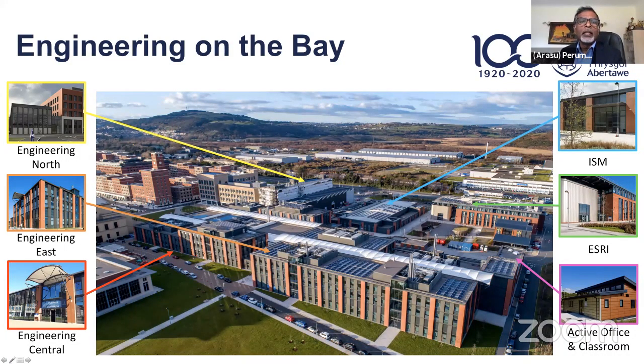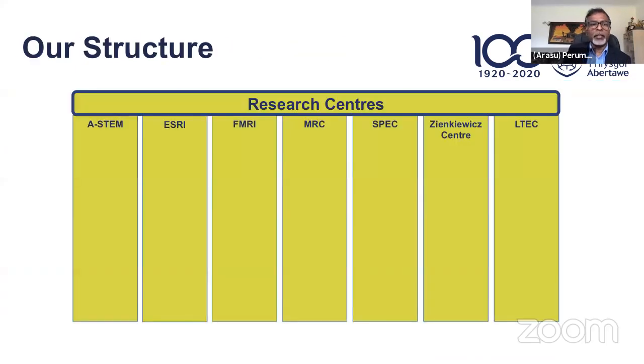This is our structure. This may be more interesting to you. We have the research center structure, and I look after all these research centers. We have ASTEM, which is mainly to do with sports. Then you have the Energy Research Center. Then the Manufacturing Research Center. Then the Materials Research Center. This is a Process Engineering Research Center. This is a Computational Center.